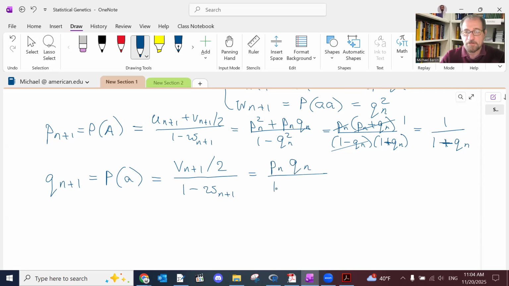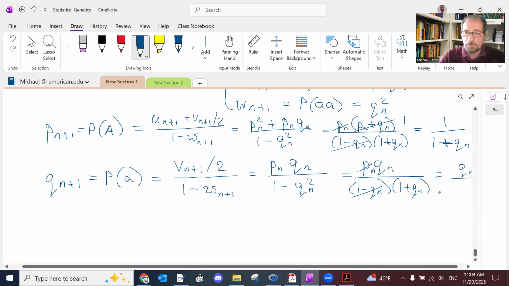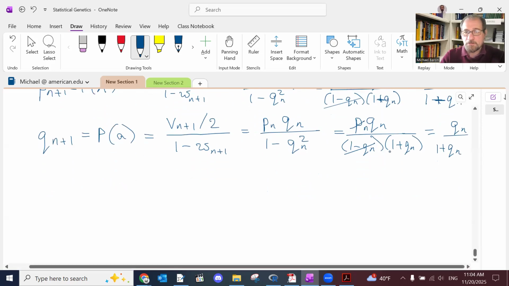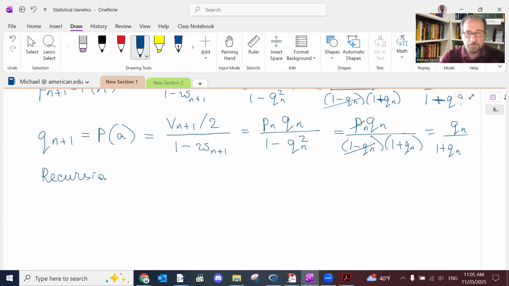Now it's divided by 1 minus Qn squared. So we factor the same way: 1 minus Qn times 1 plus Qn. Pn is the same as 1 minus Qn, so that becomes Qn over 1 plus Qn. And that's great because now we have a recursive relationship. We have a recursion.